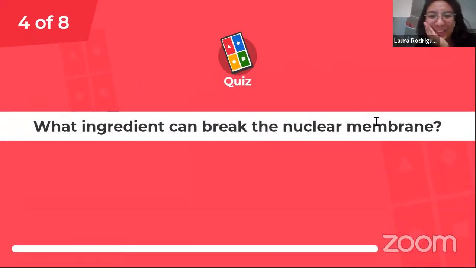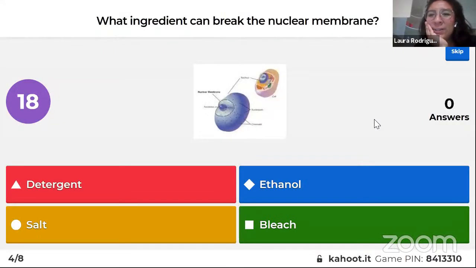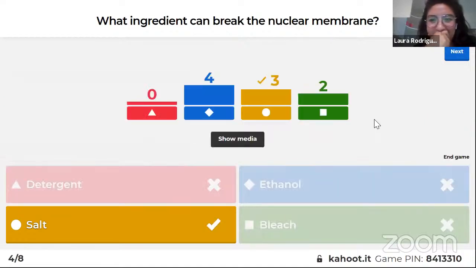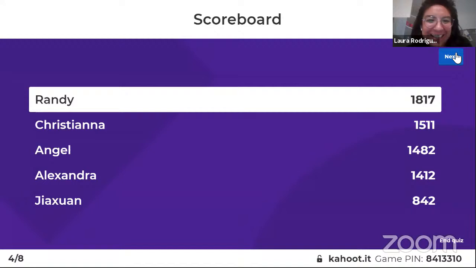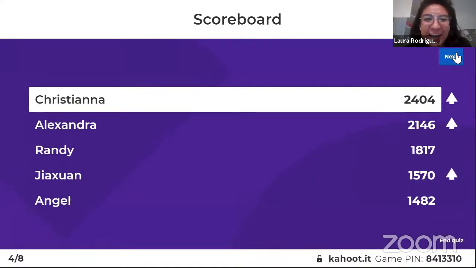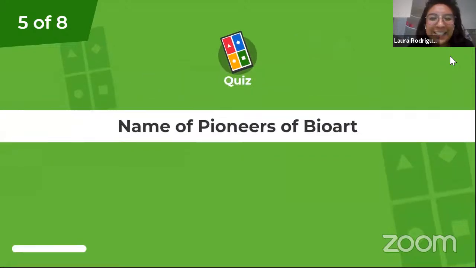Next one. What breaks the nuclear membrane to let out the DNA? Aha, salt, good. Okay, the salt, it breaks the nuclear membrane inside the cell. Okay, nice, a good competition. Christiane is back in the first place.